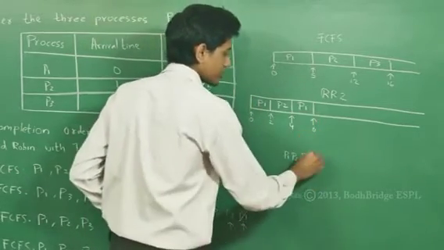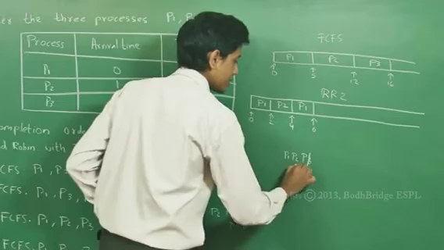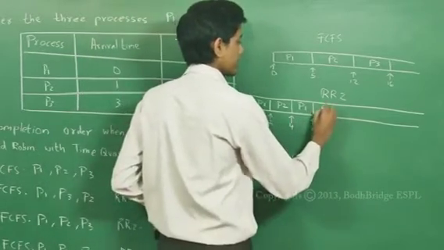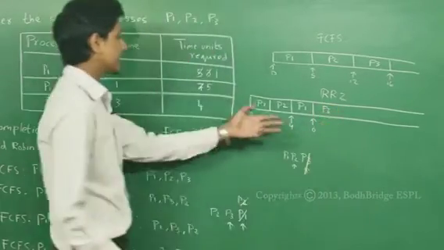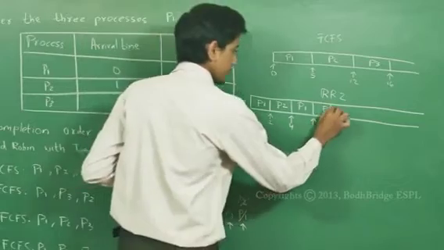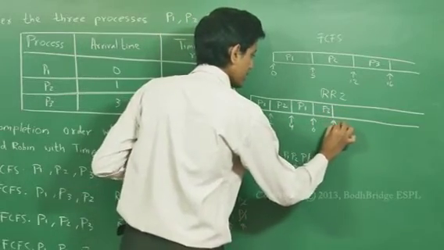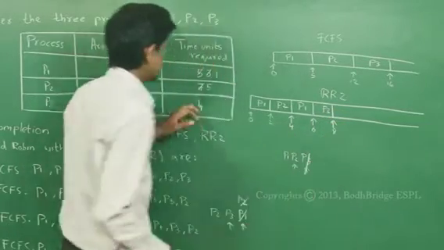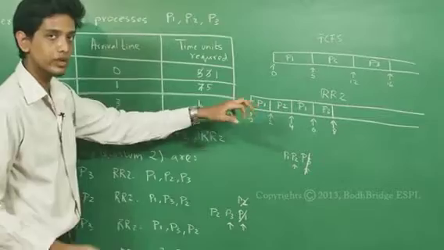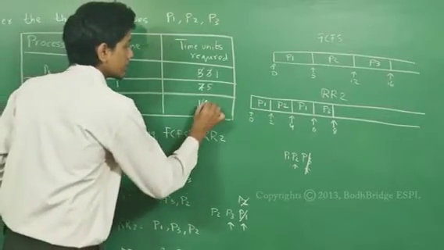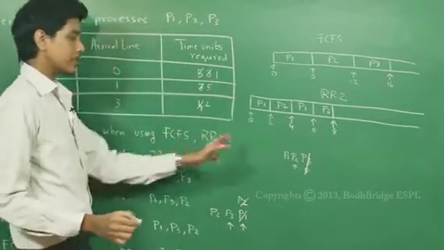Now P3 is given execution, so P2 becomes the front. P3 takes over here and it executes 2 time units. So it finishes at the 8th time unit. Now out of 4, P3 has executed 2 time units, so remaining 2. Now P3 is enqueued back.